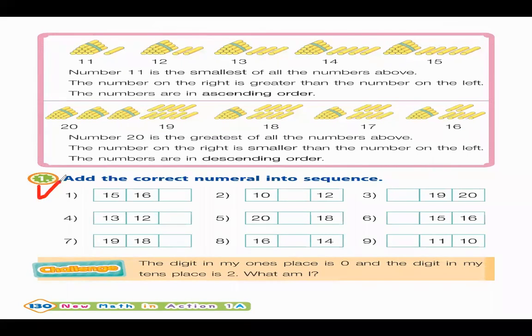Now, in this last activity, you have to add the correct numeral into the sequence. Okay, so let's say number 1, 15, 16, and what? Next is 17. How about number 2, 10, blank, 12? What is the middle number here? Very good. It's 11. Okay, so try numbers 3, 4, 5, 6, 7, 8, 9 on page number 130.